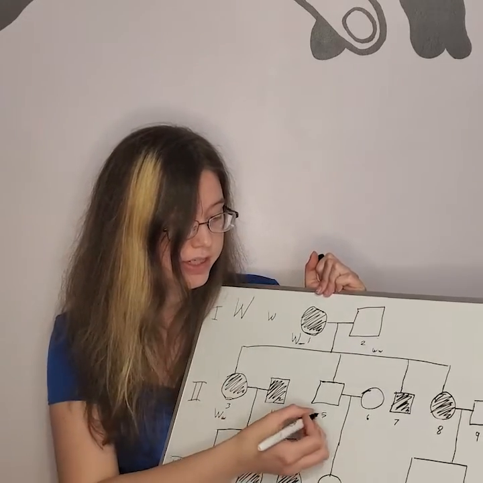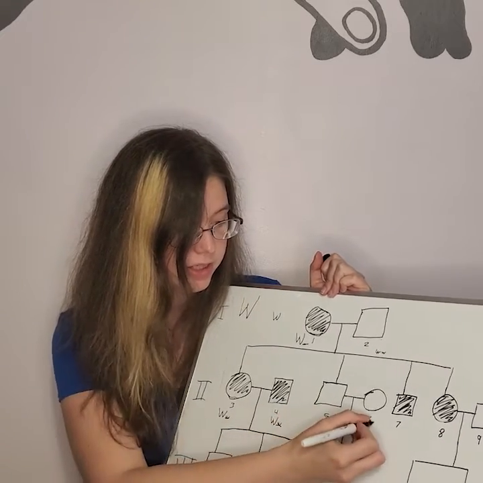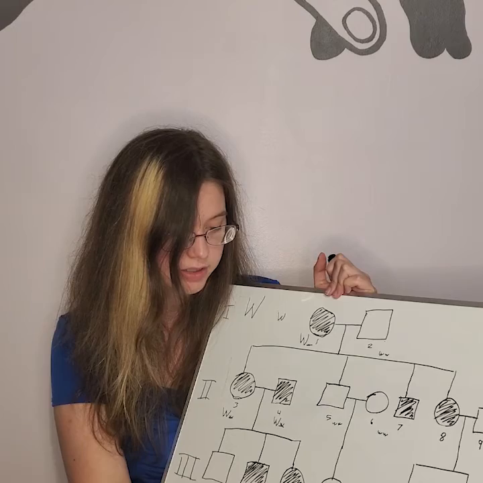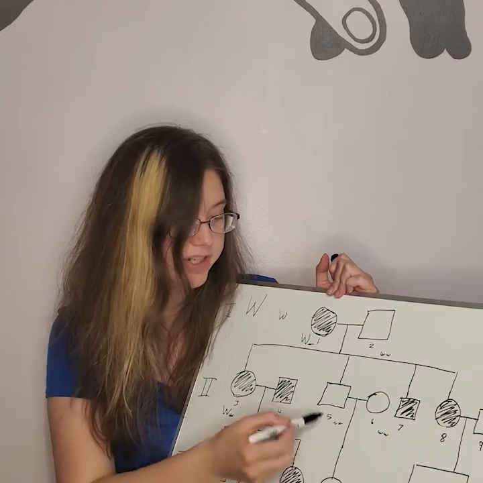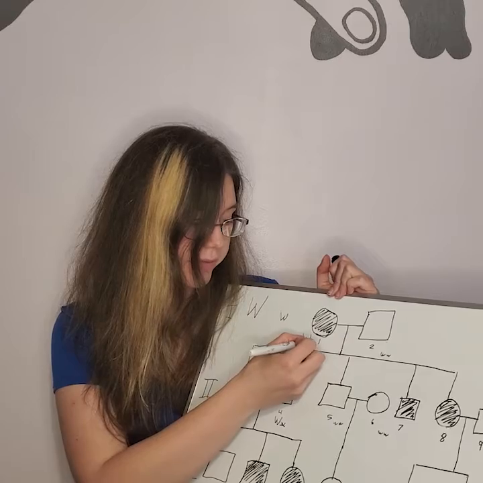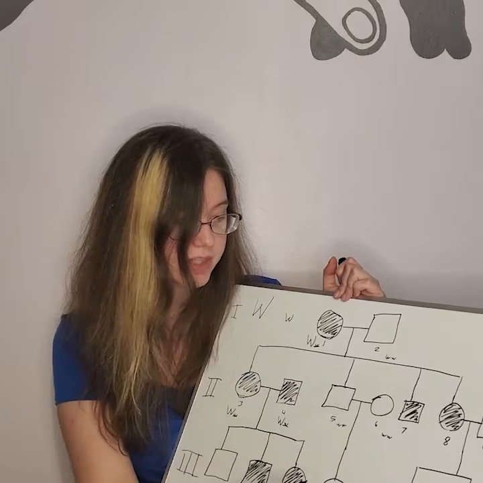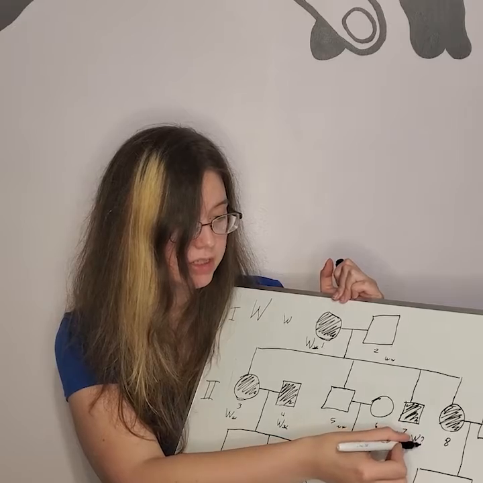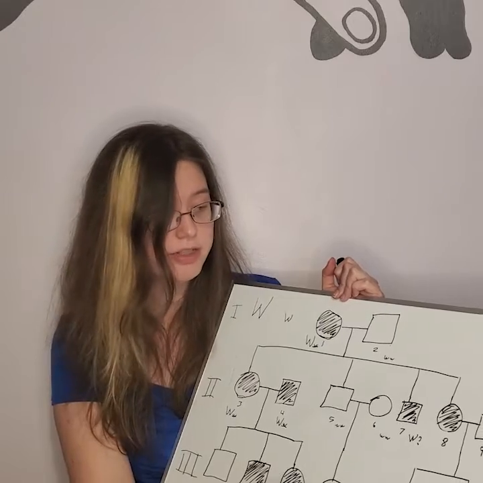Over here, it's a similar thing. This one also doesn't have a widow's peak. And then she doesn't have a widow's peak. And their kid doesn't have a widow's peak. So they all have to have 2 little w's. And because this one has 2 little w's, we know that the mom has to have a little w. So her genotype is big W, little w. This one, we don't know what his genotype is going to be because he didn't have kids. So we don't have anything to tell.